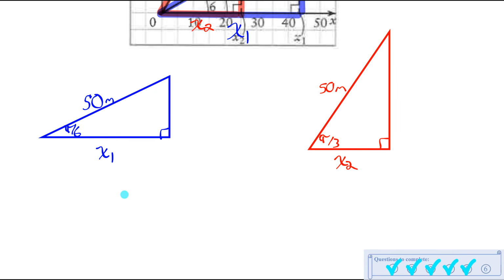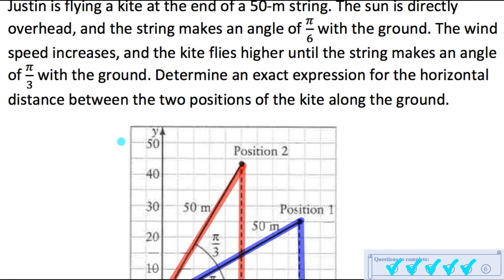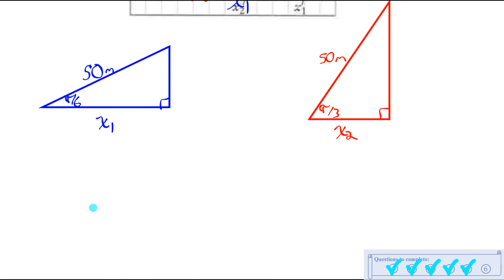And to figure out the horizontal distance the kite has moved, I'm going to have to figure out the difference between x1 and x2. So I'm going to have to find an exact expression for the length of x1 and x2, because in the question, notice it says determine an exact expression for the horizontal distance between the two positions. So no estimations allowed here, no rounding, we need exact expressions.